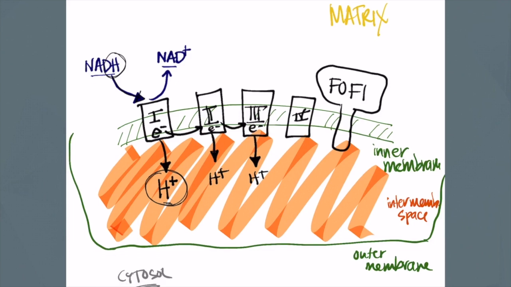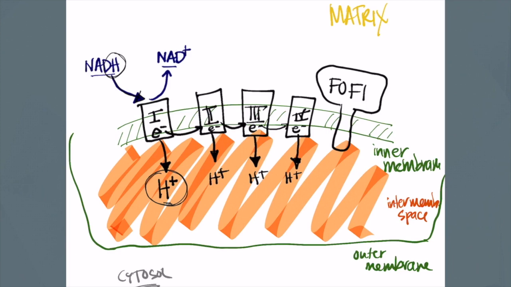Complex 4 is going to get handed the hot potato, the electron, and it's going to use that energy to pump a hydrogen into that intermembranous space. So NADH shows up at complex 1. That enzyme rips the hydrogen off, traps the electron, spits the proton off, and then is like, "Hoo, hot, hot, complex 2, you take it."